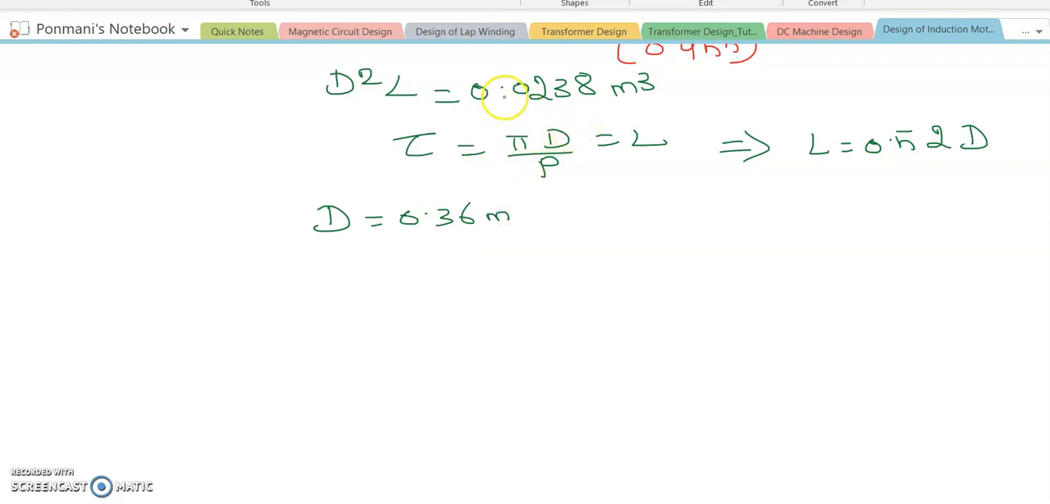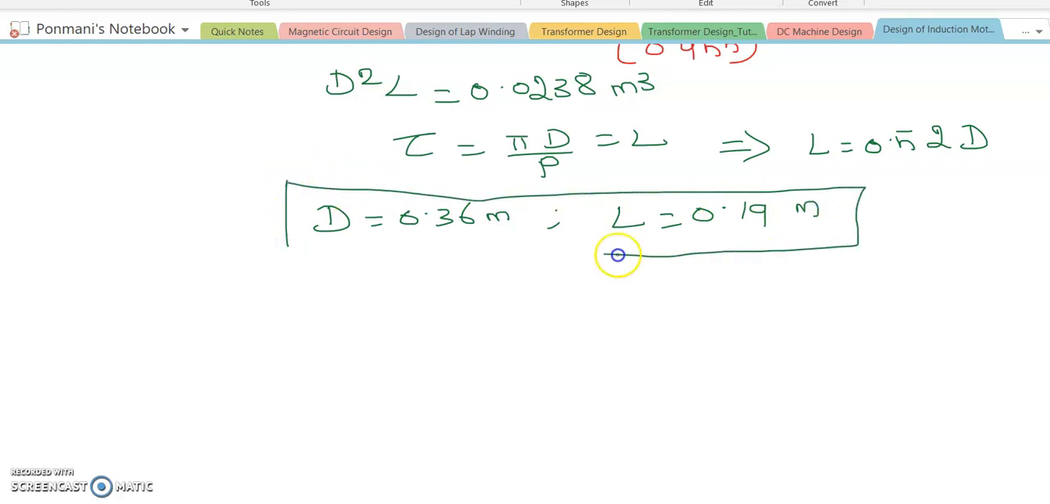Again back in this equation, substituting for D, you will get L. So L we will get as 0.19 meters. So the first part is over: the calculation of the main dimensions D and L is completed. Then we need to calculate the total number of conductors and slots, and then conductors per slot. To calculate the total number of conductors in this problem, first we need to calculate the total number of turns.